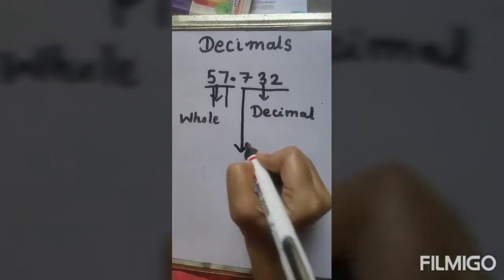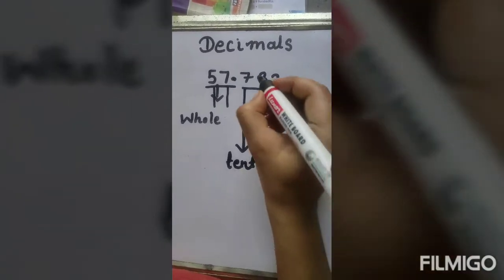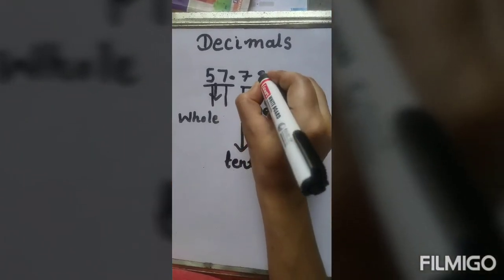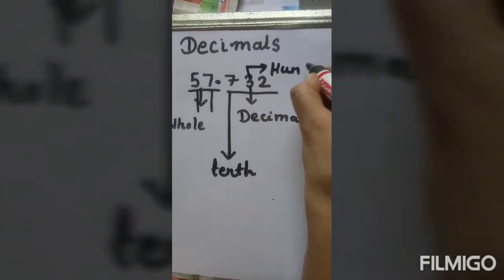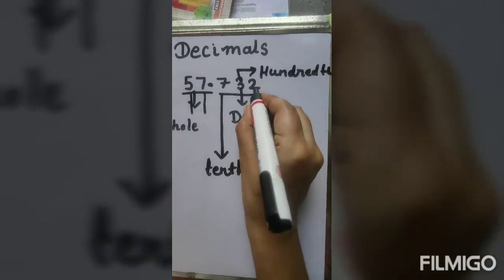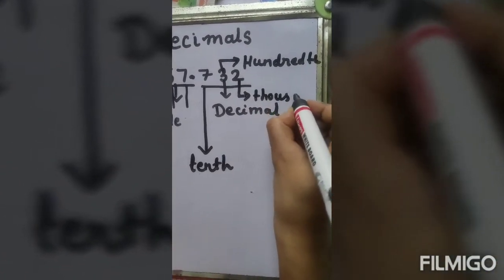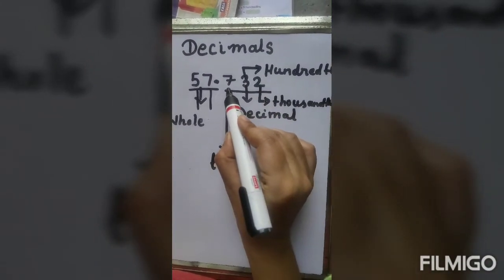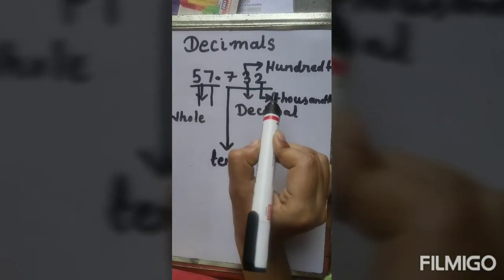The place after the decimal point is known as the tenths place. After the tenths place, there comes the hundredths place. And after the hundredths place, there comes the thousandths place. So, there are tenths, hundredths and thousandths places after the decimal point.